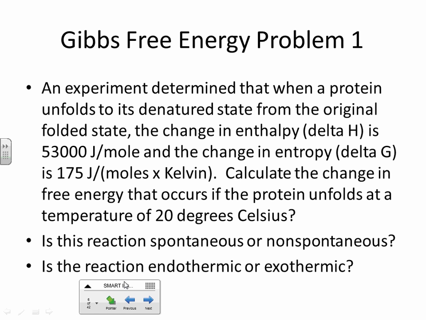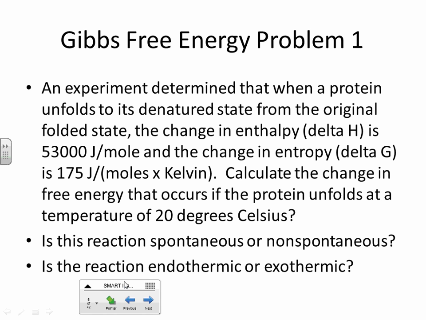This is talking about Gibbs free energy. What's another word we might use to mean basically the same thing as free energy? Activation energy, right? It's energy available to make something happen. An experiment determined that when a protein unfolds to its denatured state from its original folded state, the change in enthalpy, it's like the total amount of energy, delta H, is 53,000 joules per mole. And the change in entropy, delta S, is 175 joules per mole times Kelvin. What's entropy? Disorder, chaos. Which law says that every time there's a reaction, entropy increases? Second law of thermodynamics. Exactly.